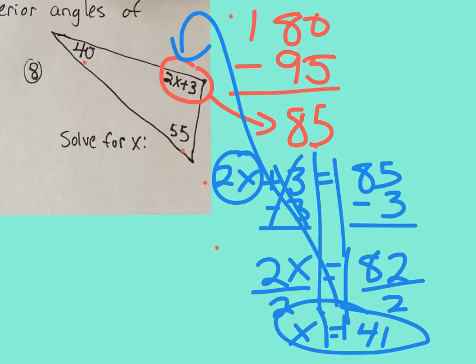So 2x plus 3 needs to equal 85 degrees. So we're going to plug 41 in for x. So let's see, 2 times 41, well, that would be 82. And then 82 plus 3 is 85. So we know we did our problem right. And that is it.